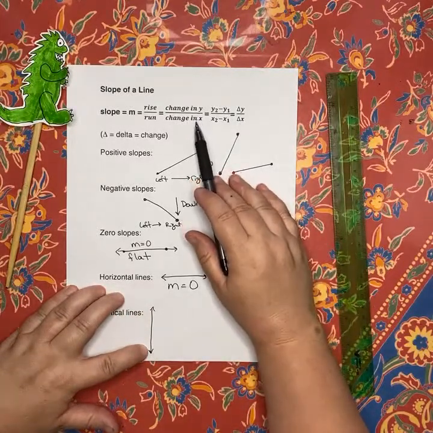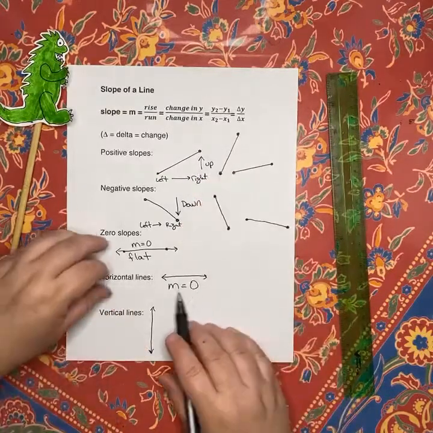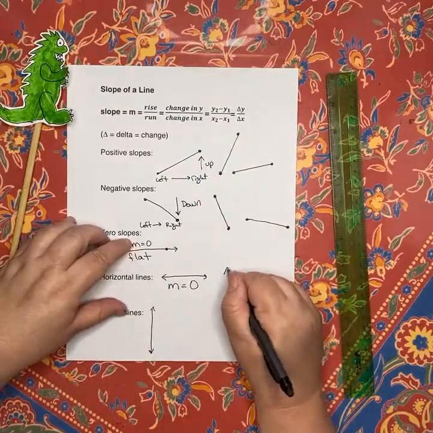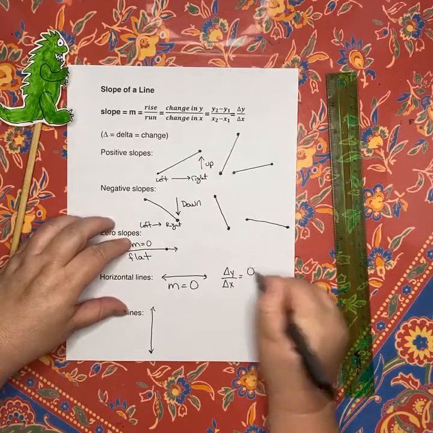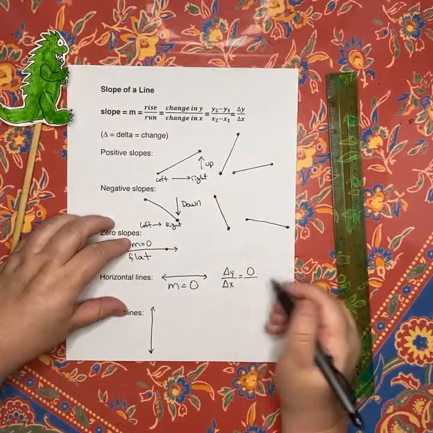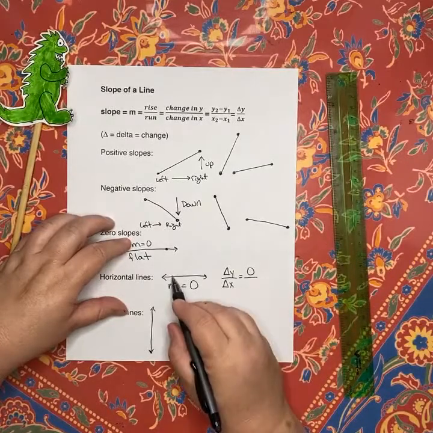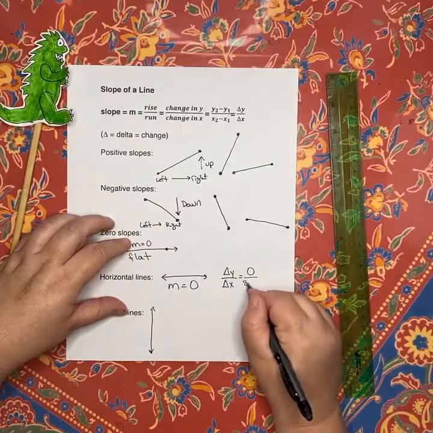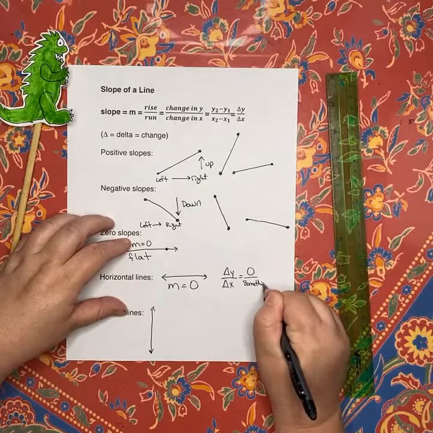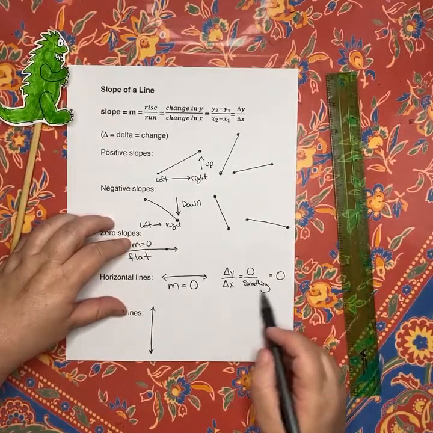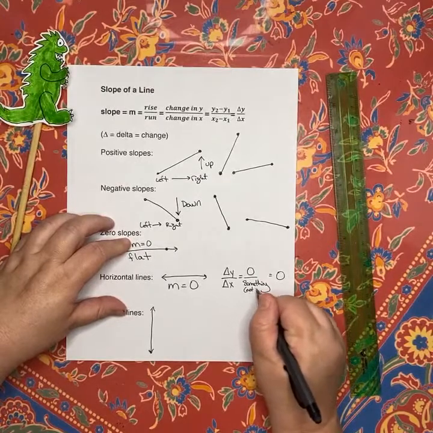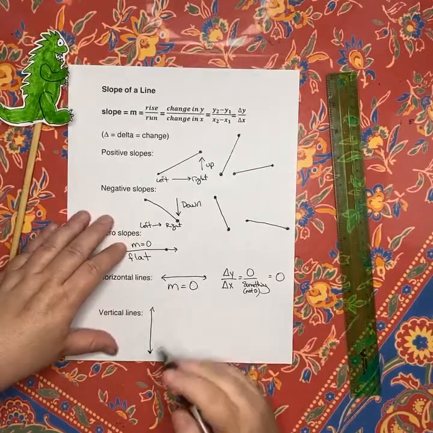Change in y over the change in x. Let's look here. A horizontal line, the change in y over the change in x. This is 0 over whatever this change is. Doesn't matter when you look at the two values, 0 over something, which equals 0. 0 over something that's not 0. What's the problem here?